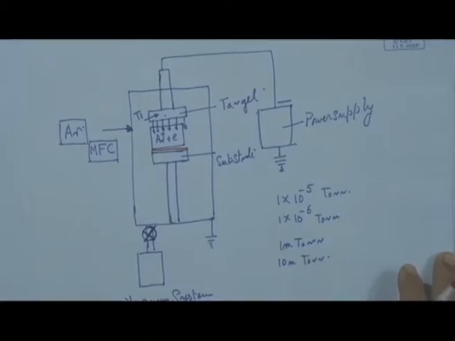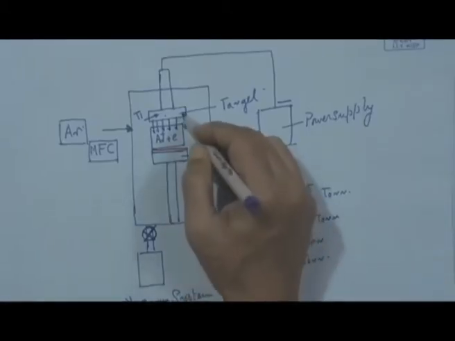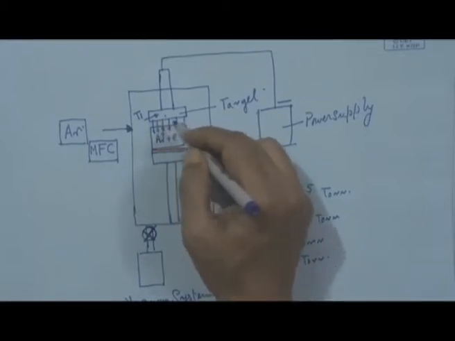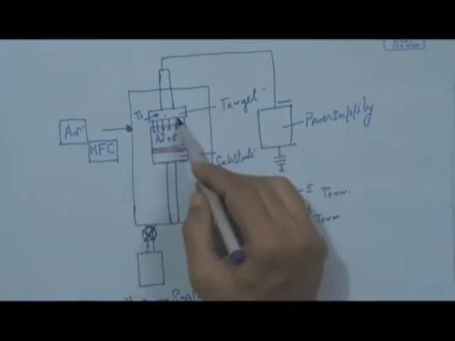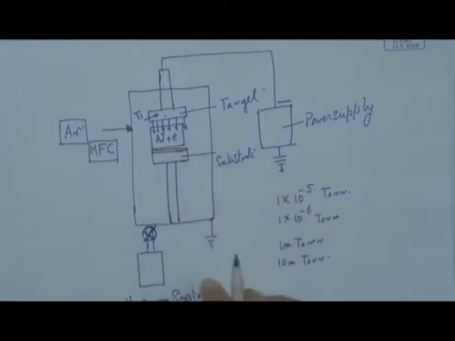So, it is called a DC planar diode mode, a very simple form of sputtering apparatus, but even with this simple form of apparatus, one can see how this process can work, and how material can be deposited from this target. There will be continuous gradual erosion of material from the target, and it will be depositing over this surface.